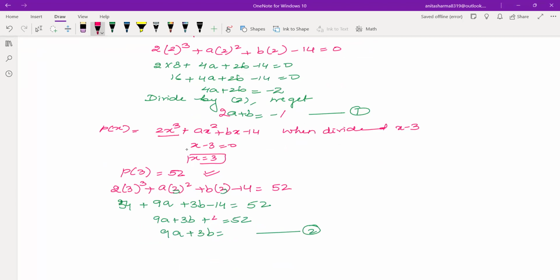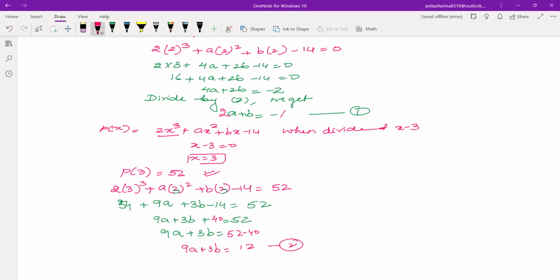Thank you so much, beta. 40. Then 52 minus 40. So 9A plus 3B is equal to 12. Now is it fine? Yes, ma'am. Okay. So now this will be equation 2.